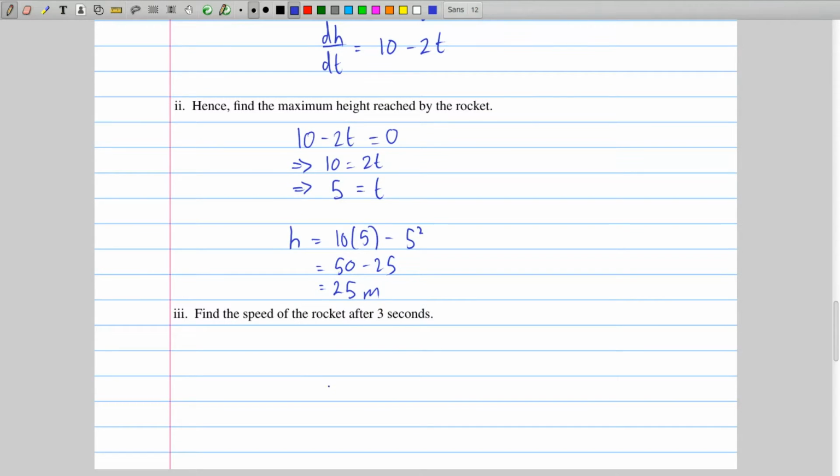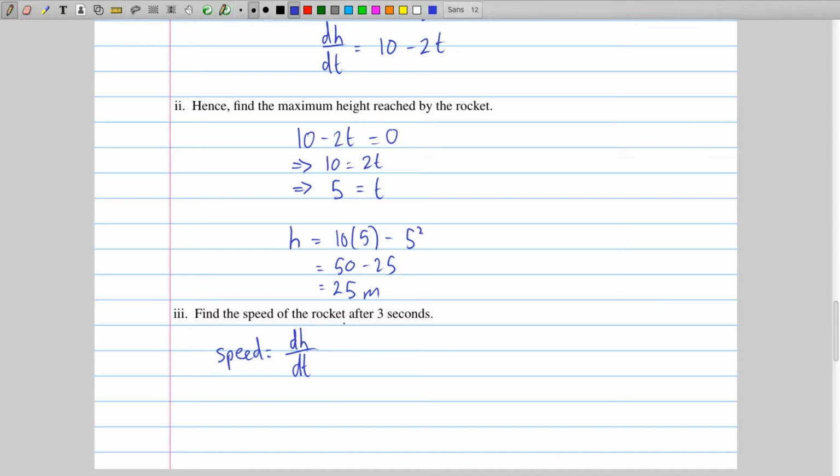Finally, with this question, we're asked to find the speed of the rocket after 3 seconds. And you should know from the rates of change section of your course that the speed is given by the derivative of its position or displacement or distance traveled with respect to time, which in this case is essentially the height. So we can say dh dt is the same as the speed, so speed equals that.